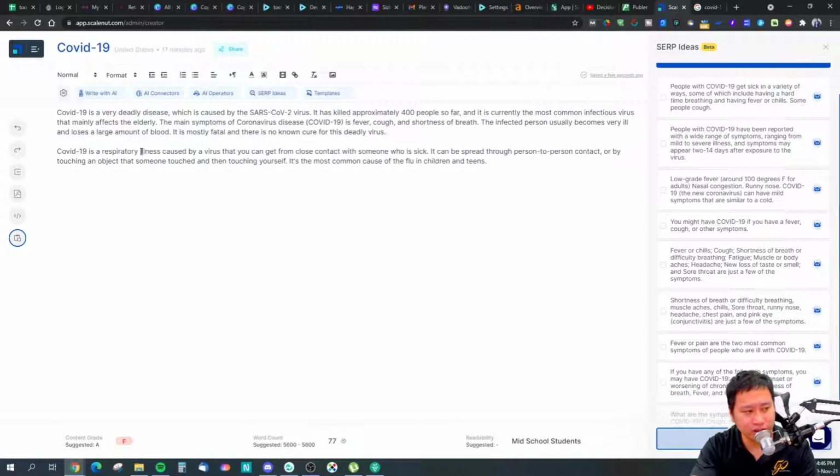So COVID-19 is a respiratory illness, that is correct, caused by a virus that you can get from close contact with someone who is sick. It is spread through person-to-person contact or by touching an object that someone touched and then touching yourself. It is the most common cause of the flu in children and teens. Not really sure what this line is about. It's talking about the flu, but of course the way that COVID-19 transmits is like flu, but calling it a flu might be undermining it quite a bit. So I'm just going to click on this again.